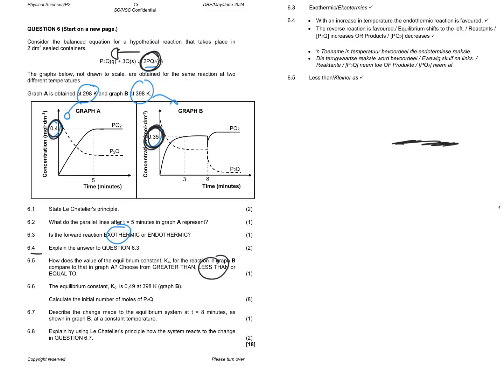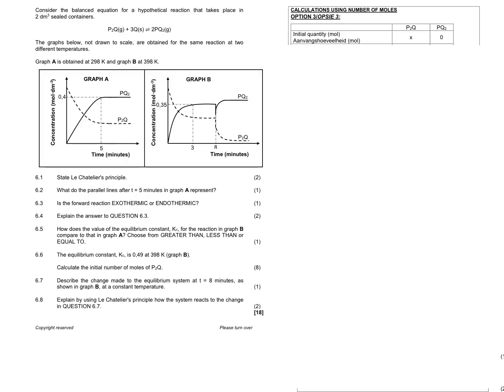Then the next question is the big one. It's the 8-mark one, which Keegan actually got right in whatever exam, the June exam, I think. So I'm just going to go there quickly. Okay, so for 8 marks, we're going to look at this one. It says the equilibrium constant is 0.49 at 398. And 398 is this graph over here.